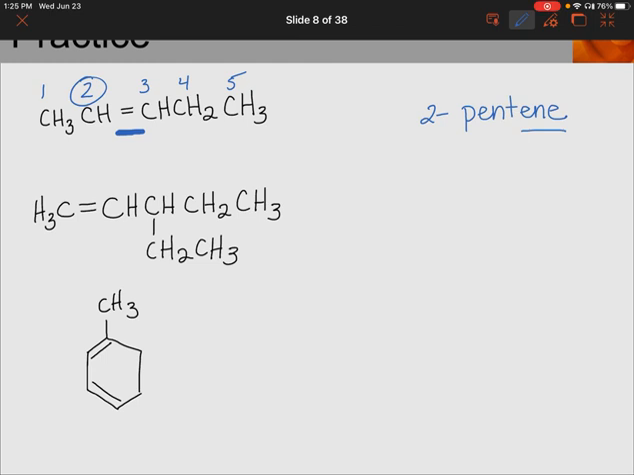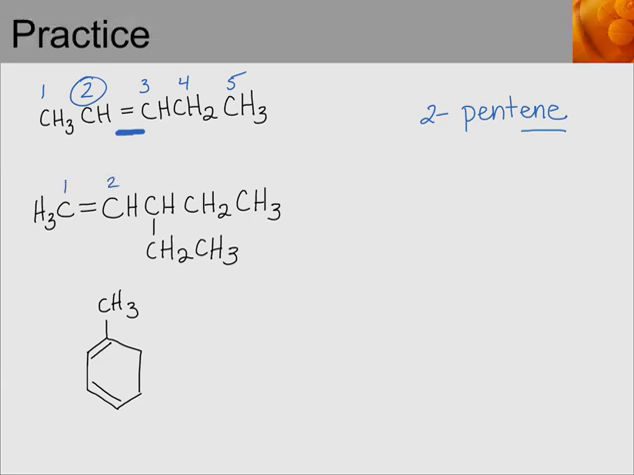Now let's go to the second molecule. How many carbons are in the longest chain that includes the double bond? 5. And do we want to number that chain from left to right or right to left? Left to right. So 1, 2, 3, 4, 5. Okay, so the double bond starts at carbon 1. So that would be 1-pentene.